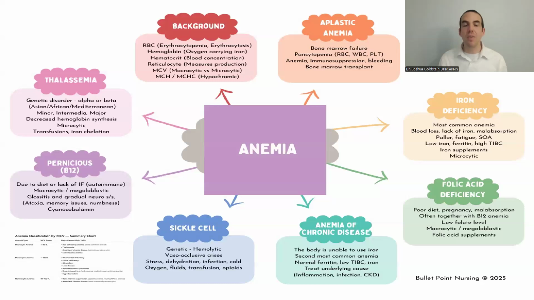So what do we need to know about it? A few things. First of all, this is considered a macrocytic and megaloblastic anemia. So if you see that term megaloblastic anemia, it's talking about B12 anemia or folic acid deficiency anemia, which we'll get to next.